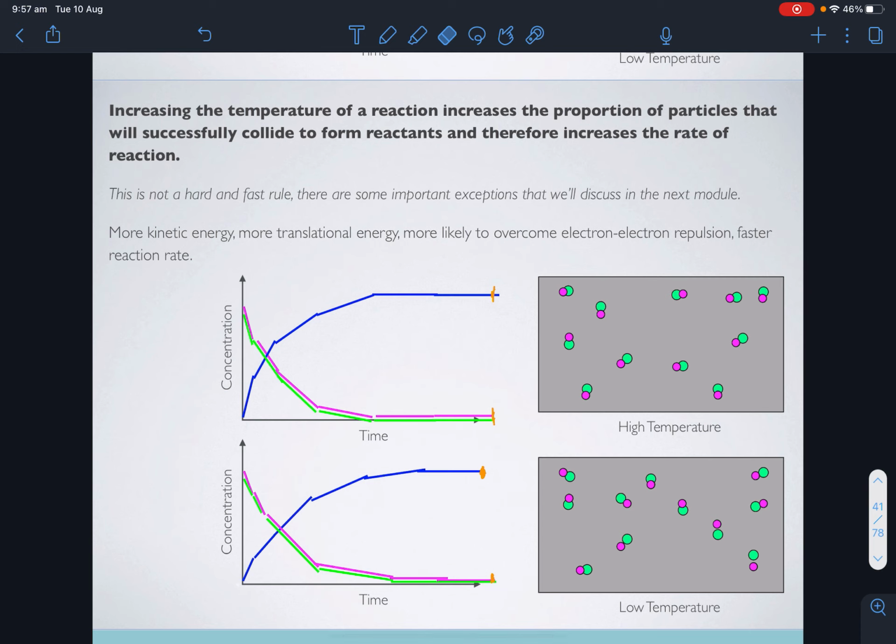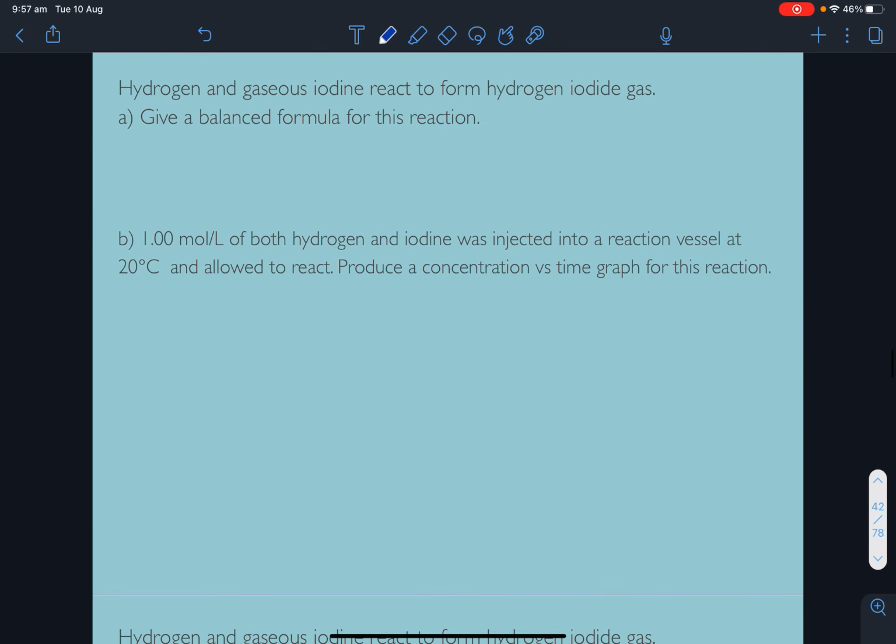Look at the steepness. Maybe I should draw it in blue. This curve versus the steepness in that curve. That one's more pronounced, isn't it? The higher temperature one.